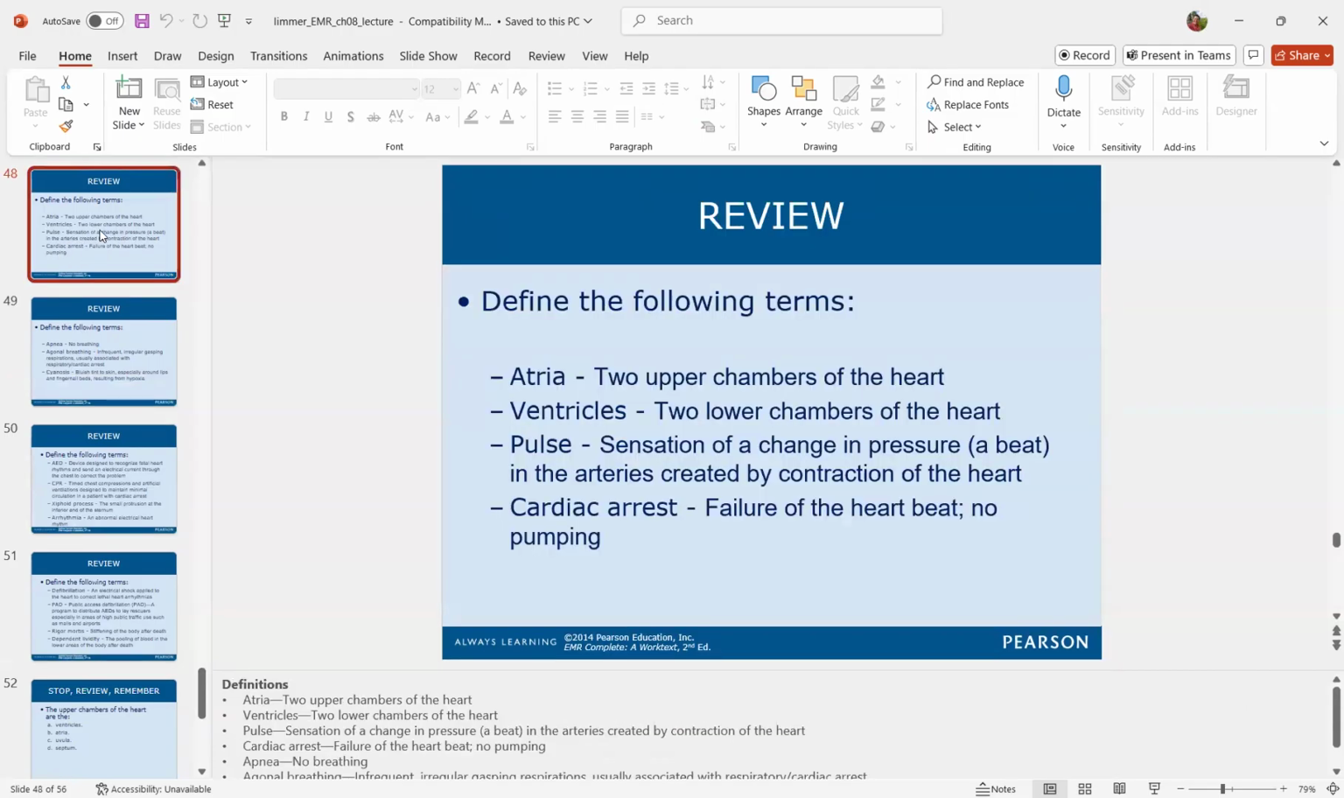Okay, so some terms. Atria are the two upper chambers of the heart. Your ventricles are the two lower chambers of your heart. You have a right and left for both of those. A pulse is the sensation of a change in pressure or a beat in the arteries created by a contraction of the heart. That's where we feel a pulse rate, usually over a bone on one of those major arteries. Cardiac arrest is the failure of the heartbeat, so there's no pumping.